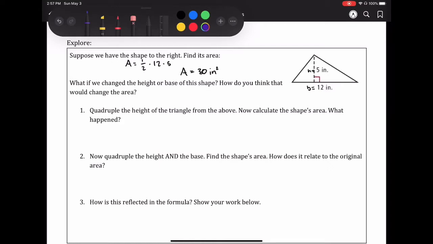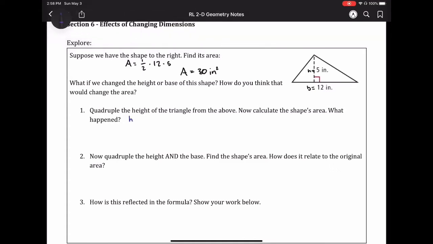All right, so number 1 says quadruple the height of the triangle from above. Now calculate the shape's area. What happened? Okay, so let's start by quadrupling the height. If we're quadrupling, that means that we're multiplying something by 4. So my height is equal to 5, and 4 times the height gives me my new height. So 4 times 5 is equal to 20. So my new height of the triangle is 20.